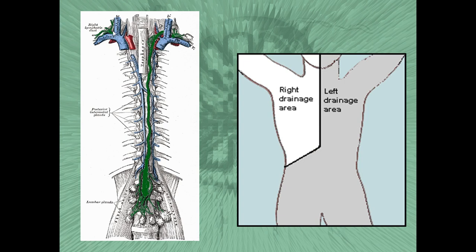The right lymphatic duct is much shorter. It's usually 2 centimeters long, and sometimes it's completely absent. In this case, its tributaries empty into the right subclavian and right internal jugular veins directly. The tributaries of the right lymphatic duct are represented by the right bronchomediastinal trunk, right subclavian trunk, and right jugular trunk.